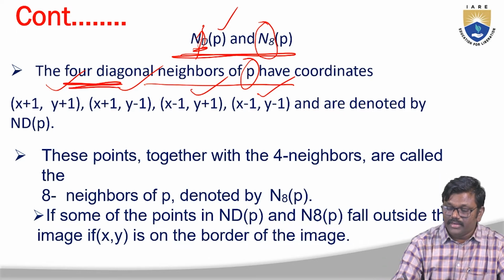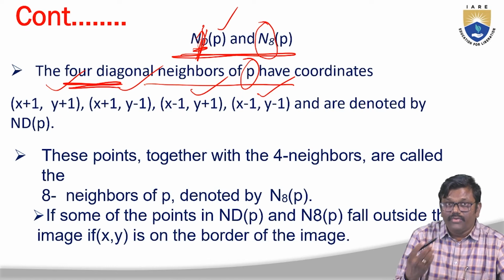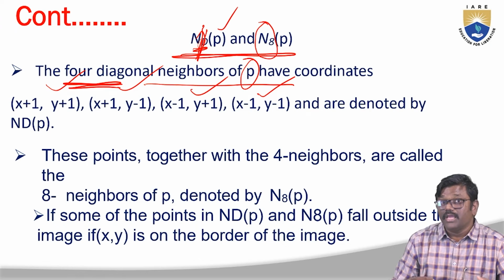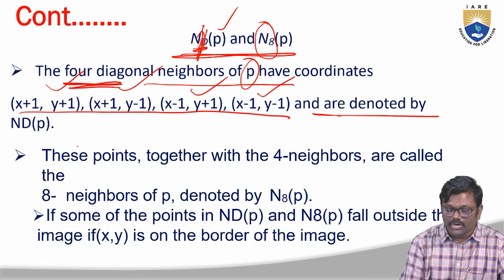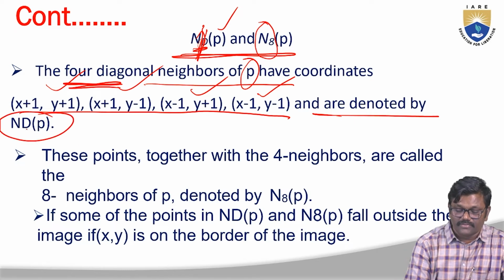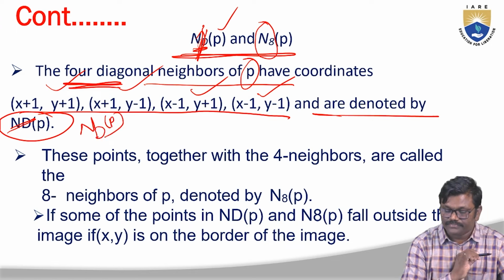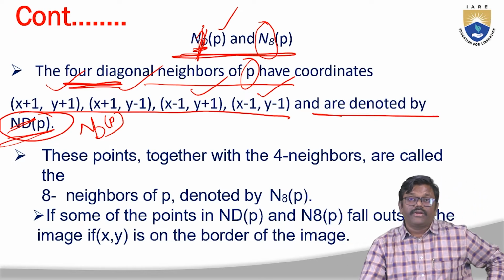So what do you mean by D? D means diagonal. Diagonal means you are going to vary the pixel values in terms of the neighbors of a pixel here. So that is denoted as N suffix D. Sorry, this one is a suffix. Simply we write N suffix D of P. Try to correct this. So that is what we wanted to understand.